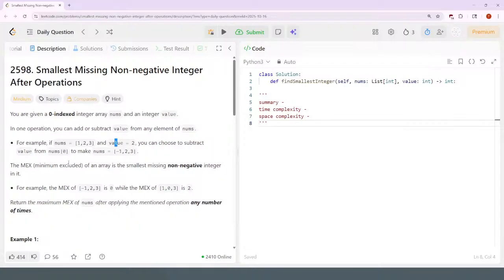MEX, minimum excluded, of an array is the smallest missing non-negative integer. Okay, so MEX here is 1, I guess? No, smallest. It's 0. 0 is non-negative, okay. And this one is 2, okay. Return the maximum MEX of nums after applying the mentioned operation any number of times.